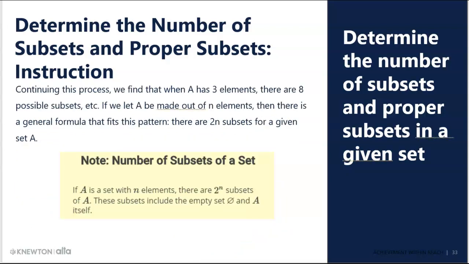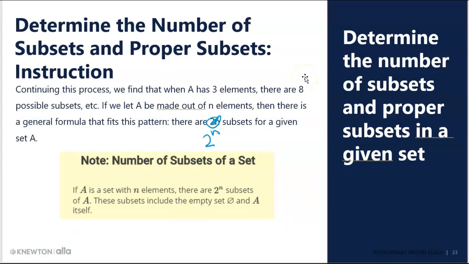So there is a formula here. If you continue this process, when a set has 3 elements, there are 8 possible subsets. If A has 4 elements, turns out there's 16. If A has 5 elements, turns out there's 32. There's a pattern. In general, and this 2n is not correct, it should say 2 raised to the n subsets for a given set A. The yellow box is correct.